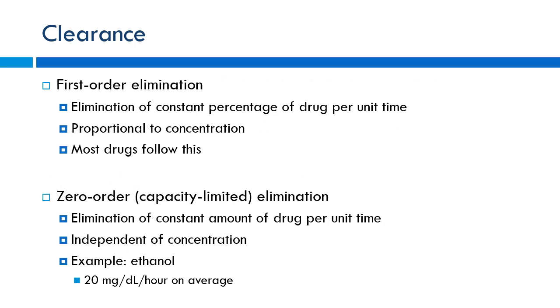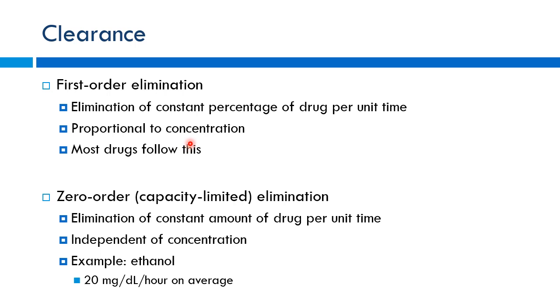So some other things to note about elimination here. We have what we call first order elimination and zero order elimination. Any Star Wars fans? This has nothing to do with that first order, but you're going to find that with first order elimination, I'll show you some graphs here to make this more clear, we're going to be metabolizing a constant percentage of drug per unit of time. So maybe I'm doing 20% of that drug every hour, okay, or maybe I'm doing 50%, whatever it happens to be. What you're going to notice is going to be proportional to concentration.